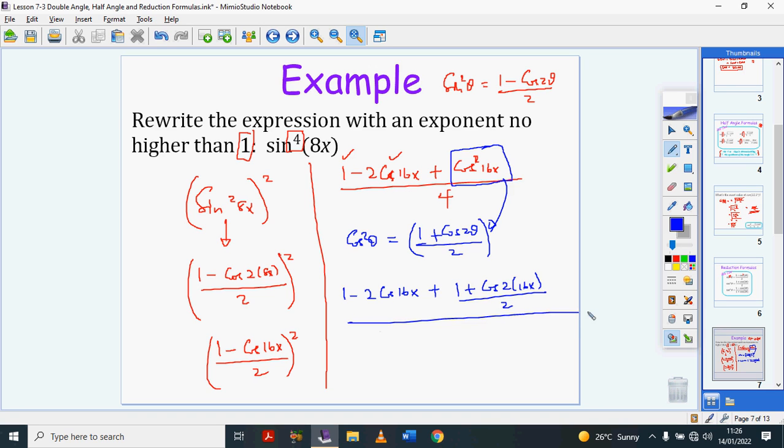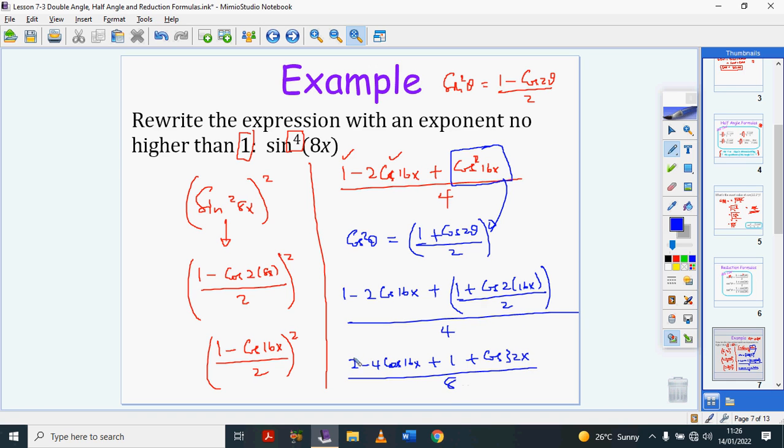But remember, this whole thing is over 4. So I made that substitution, 1 plus cosine twice the angle divided by 2. I'm just going to simplify it and write the final answer. I'm going to skip a step, but these two will multiply everything here, and then finally we'll multiply the 4. So this will become 2 minus 4 cosine 16x plus 1 plus cosine 32x, everything over 8.